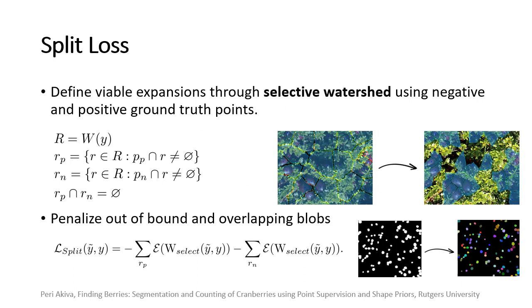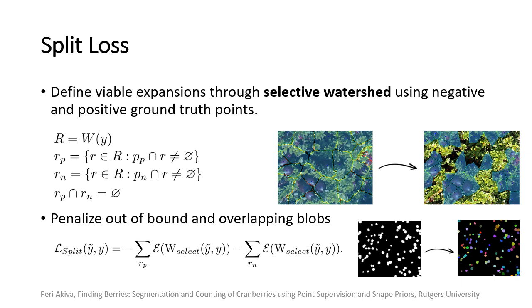Next, we have the split loss branch. Split loss serves two roles. The first role is to define where cranberry pixels may exist. We do that by using our selective watershed algorithm, which uses positive and negative ground truth points to generate more selective regions chosen as viable cranberry pixels. As mentioned before, Y has both negative and positive ground truth points. We can then use the classical watershed algorithm on Y to obtain the set of regions R.